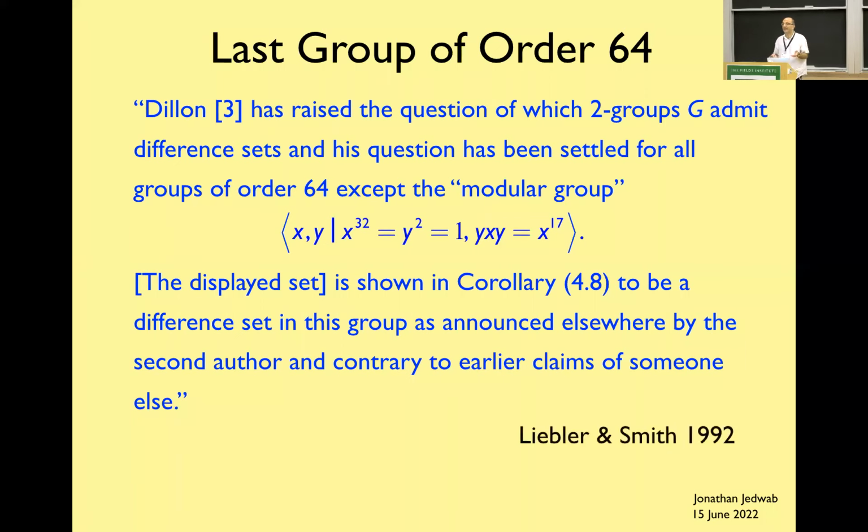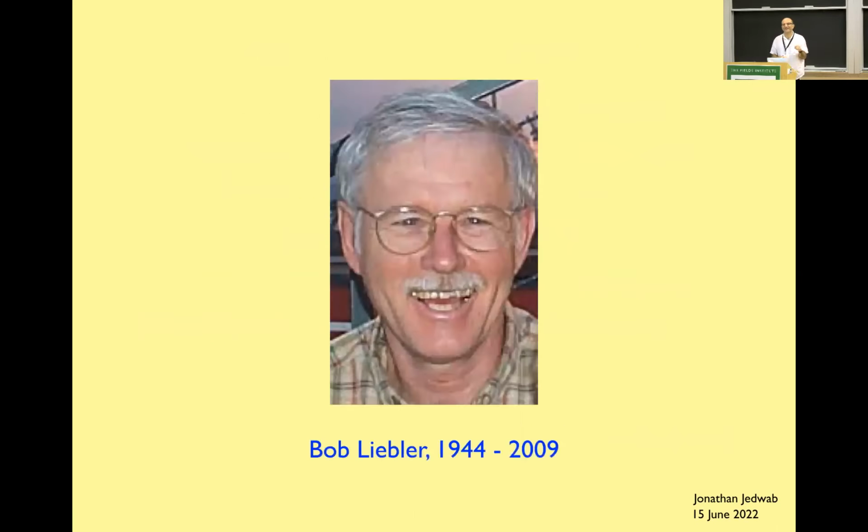Well, the second author is Ken Smith. The first author is Bob Liebler. Who do you think someone else is? So this is, yep, this is Bob's sense of humor. Bob Liebler is someone else. Okay, so Bob is making fun of himself. Bob supposedly wrote a proof that there wasn't a different set in that group, but then with Ken Smith, realized in fact that there was. Bob very sadly passed away in a hiking accident in 2009.